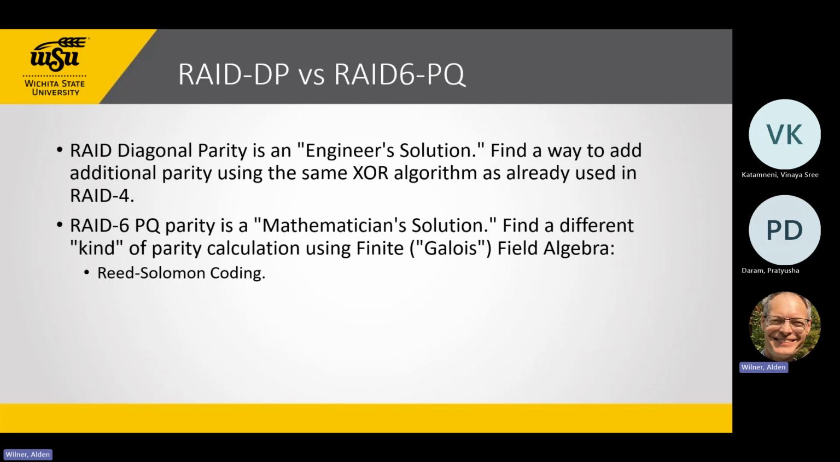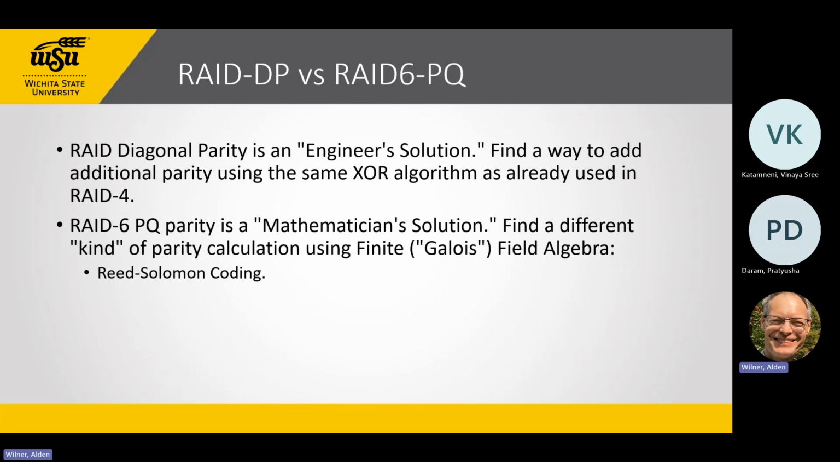Well, RAID 6 PQ parity is what we call the mathematician solution. And that is, instead of calculating a simple XOR parity, we calculate a different kind of parity. We calculate a parity inside a Galois field, a finite field, using what's called Reed-Solomon coding.